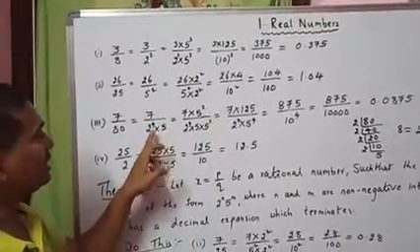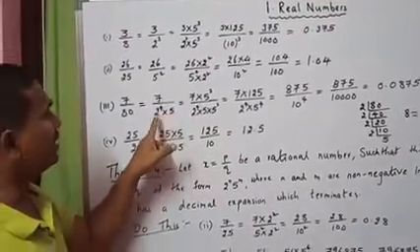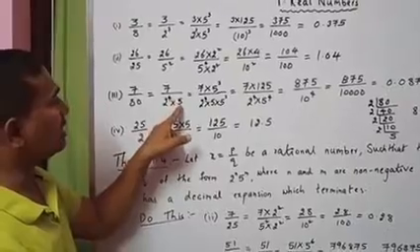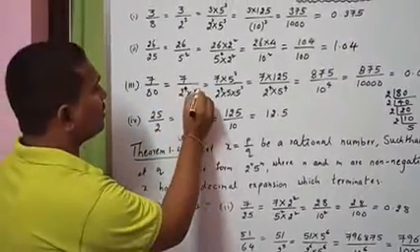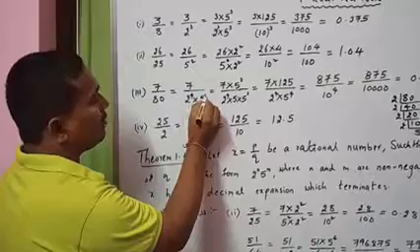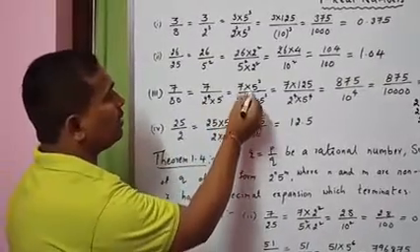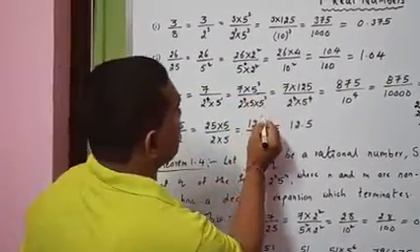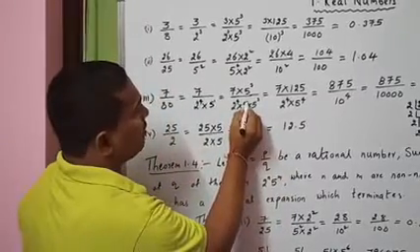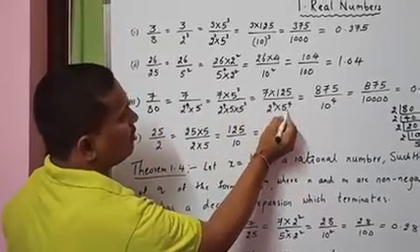So to make this denominator a power of 10, here 2 power 4, we require 5 power 4. Already 5 power 1 is there, so we require 5 power 3. So multiply numerator and denominator with 5 cube. That means here 2 power 4, 5 power 1, 5 power 3, 5 power 4.